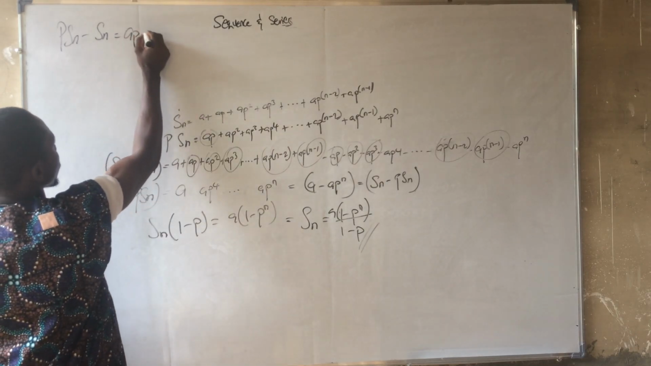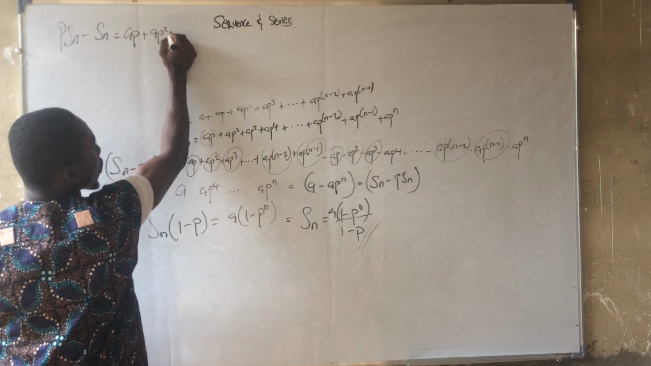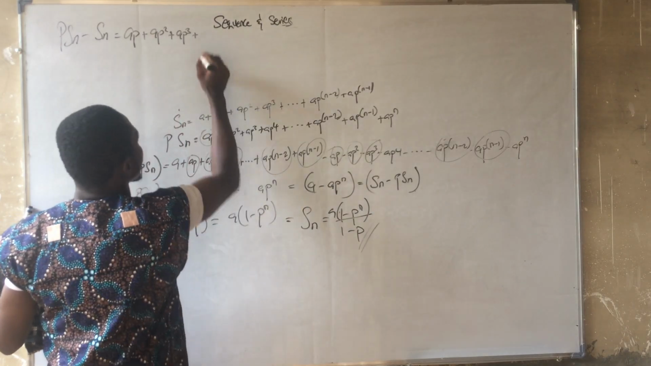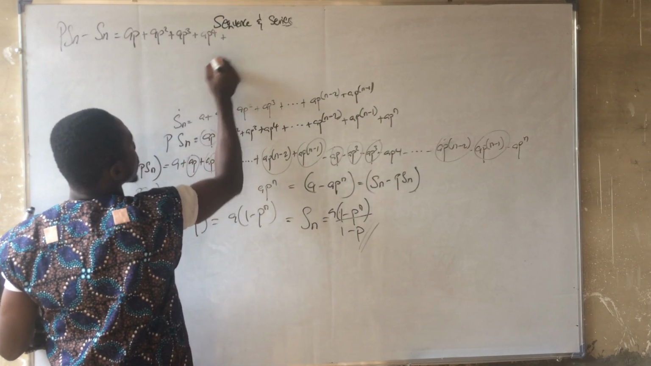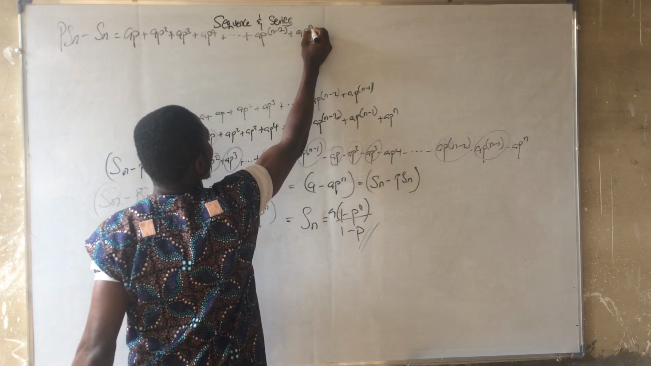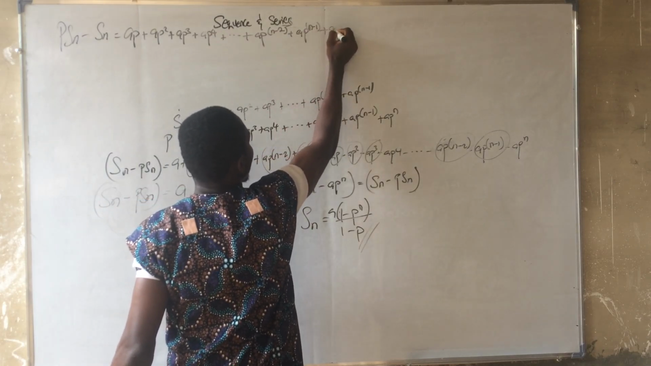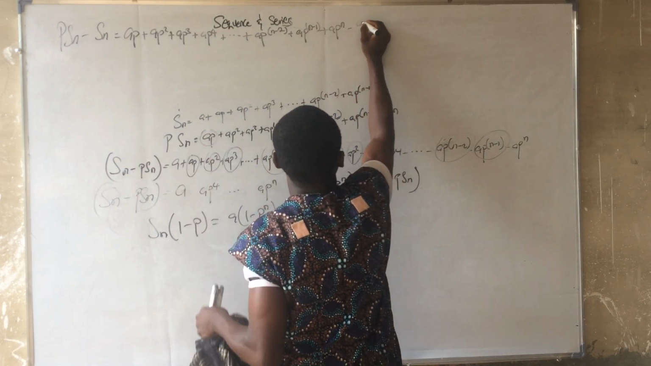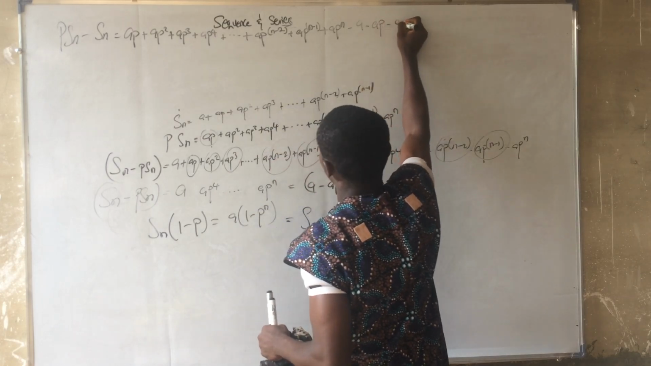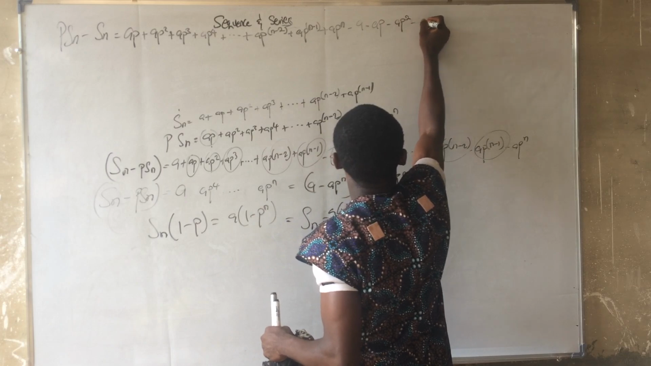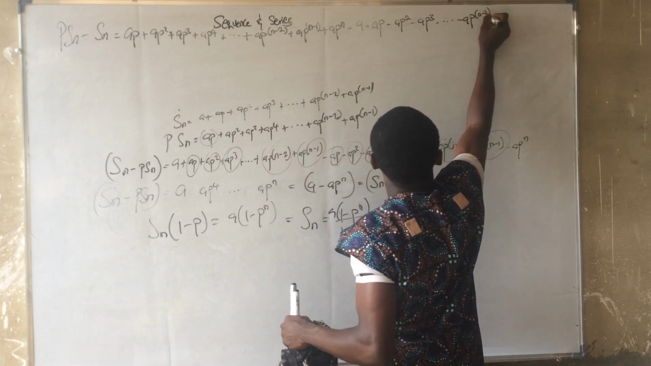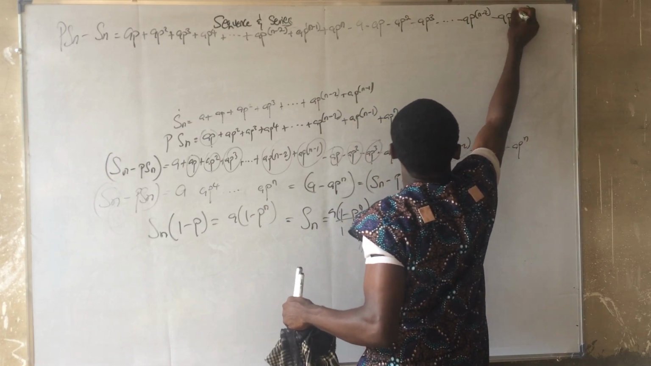We say ap plus ap squared plus ap cubed plus ap raised to the power 4 plus dot dot dot plus ap raised to the power n minus 2 plus ap raised to the power n minus 1 plus ap raised to the power n, minus a minus ap minus ap squared minus ap cubed minus dot dot dot minus ap raised to the power n minus 2 minus ap raised to the power n minus 1.